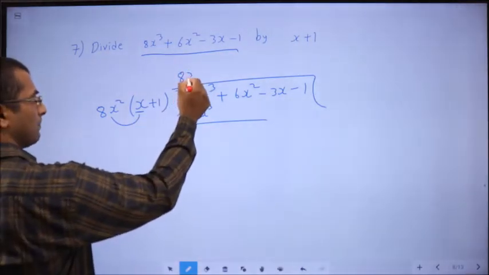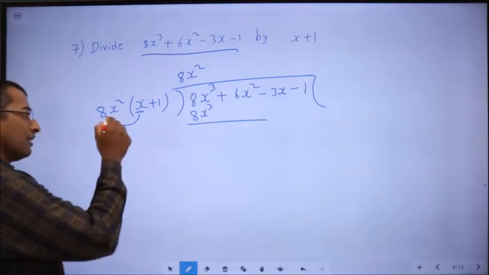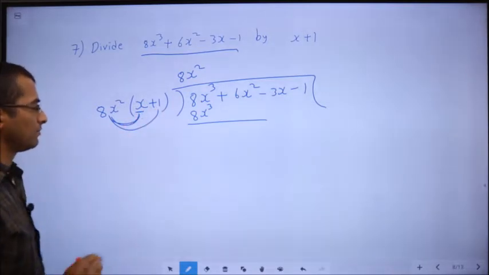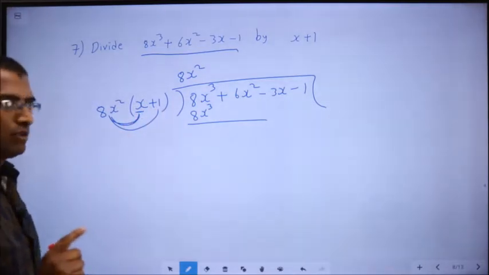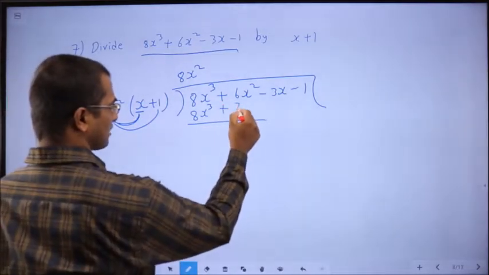So 8x square becomes first term of the quotient. When I am multiplying to this, I should also multiply with 1. So 8x square into 1 is 8x square. Here it is plus 1, so plus 8x square.